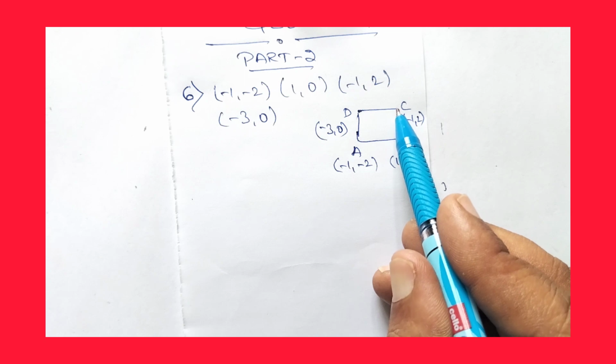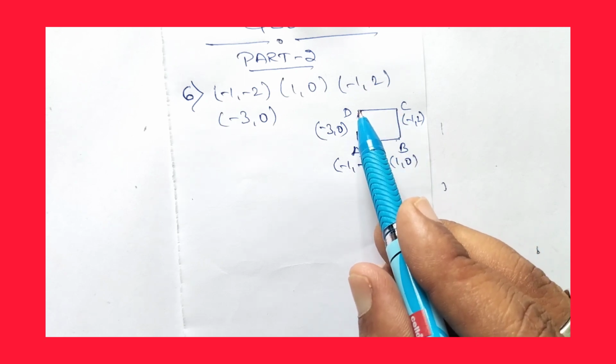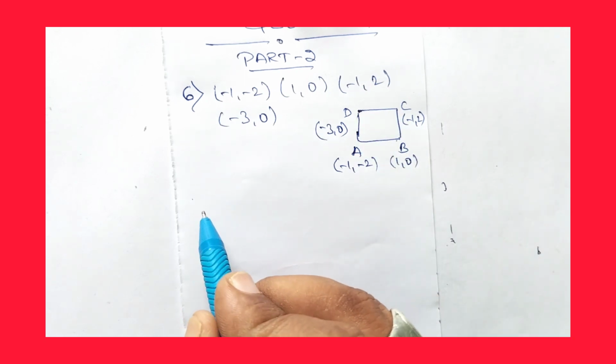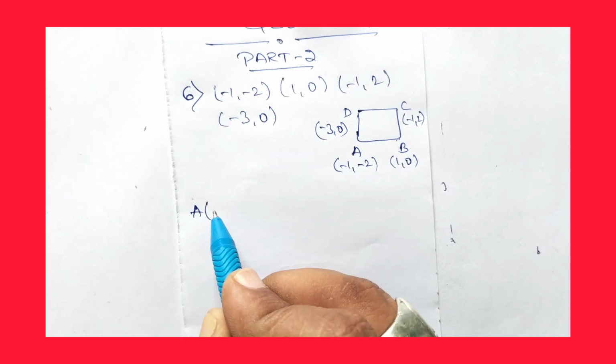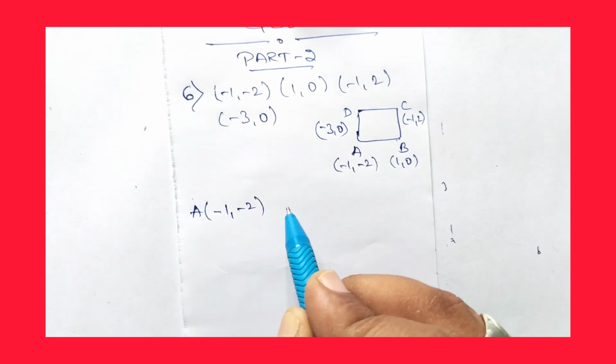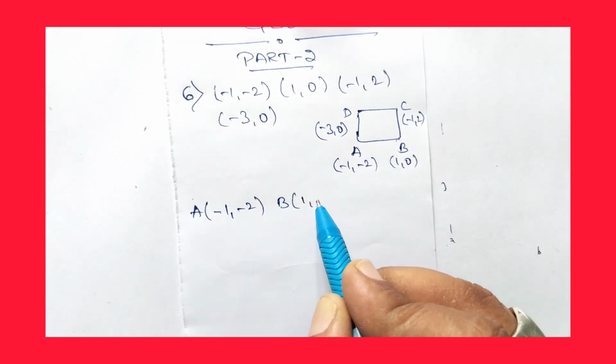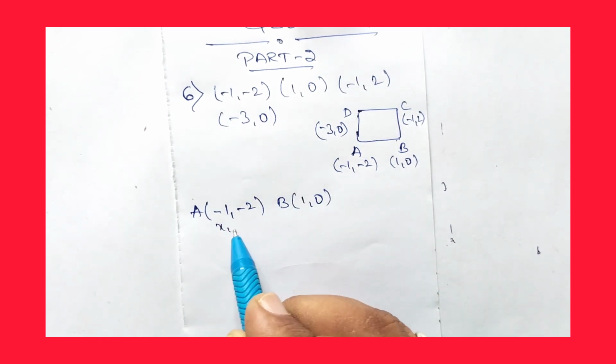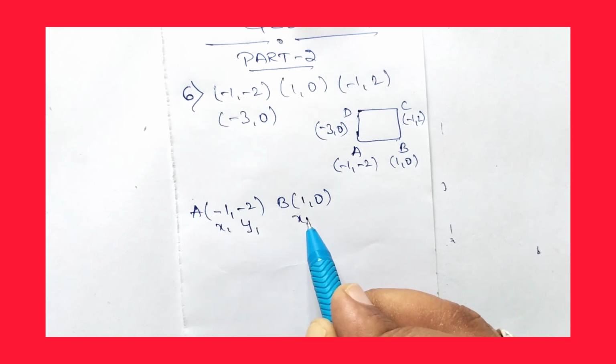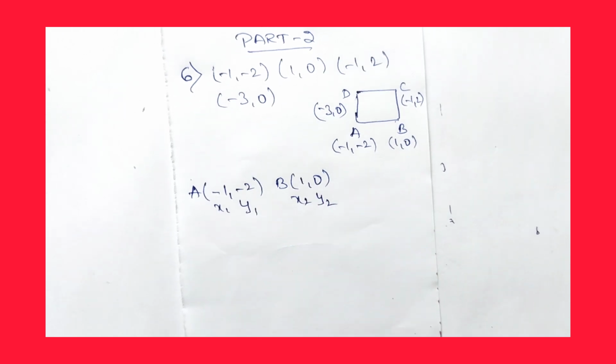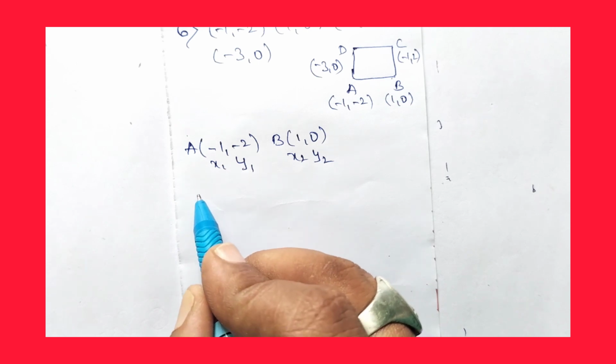Between B and C, distance formula. Between C and D, distance formula. Between D and A, distance formula. Now let us find out the distance between A and B. A is minus 1 comma minus 2. B is 1 comma 0. So this is x1 y1, this is x2 y2. Now let us use the distance formula.